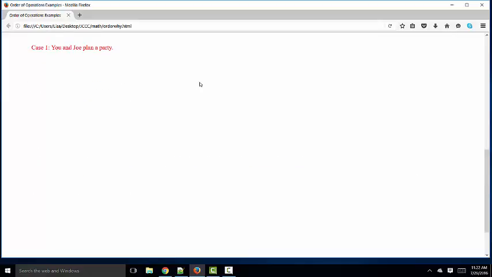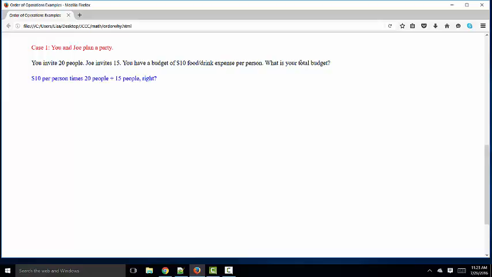Case 1. You and Joe plan a party. You invite 20 people, Joe invites 15. You have a budget of $10 of food and drink expense per person. What is your total budget? Well, you can probably figure this out in your head. It's going to be $10 per person times the number of people you have, which is 20 plus 15, right? So here's the formula, 10 times 20 plus 15.